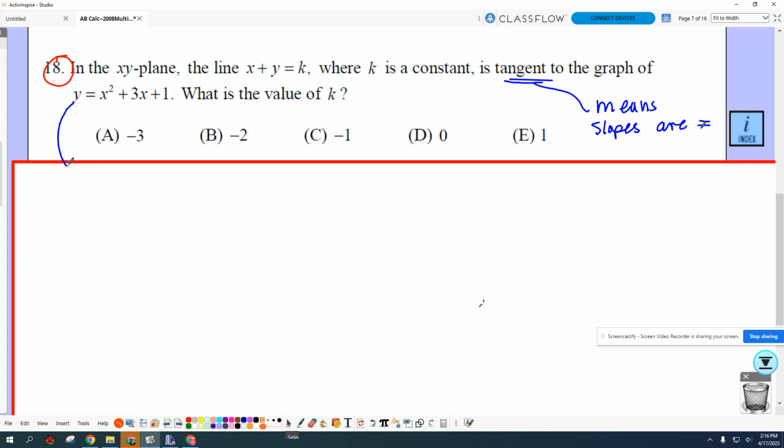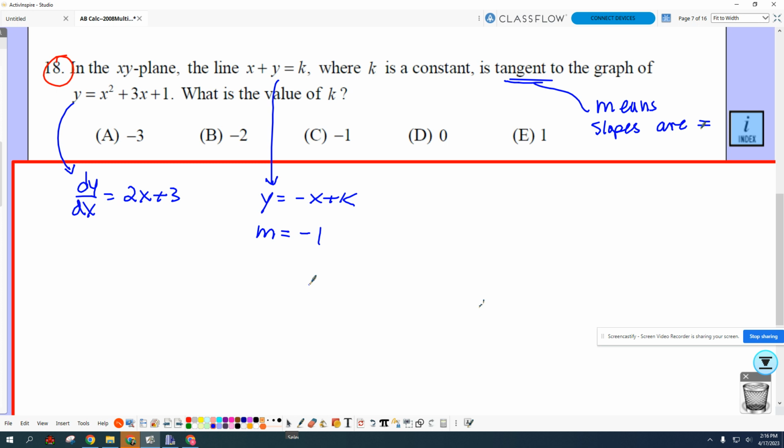Carson, how do I find the slope of the quadratic? Do the normal power rule, so 2x plus 3. Okay. What's the slope of the line? Jacob, what's the slope of the line? 2. Wait, what? 1. Negative 1.